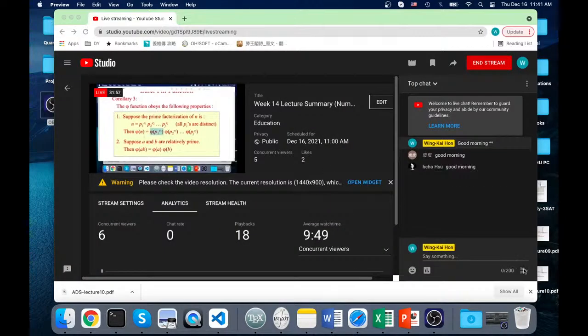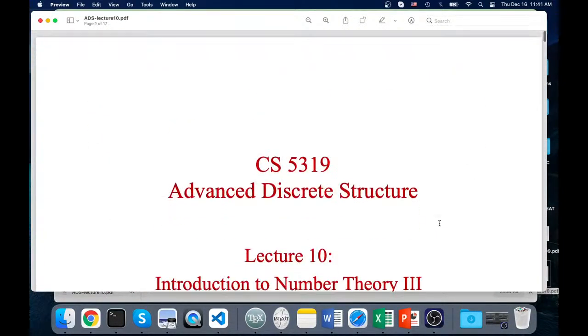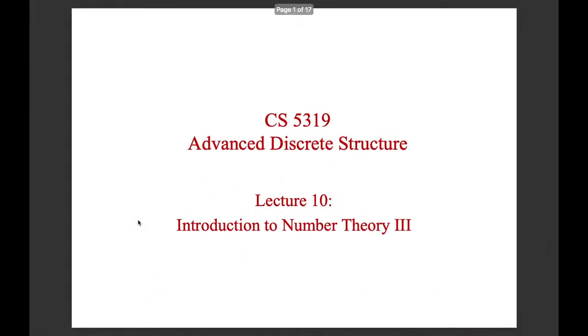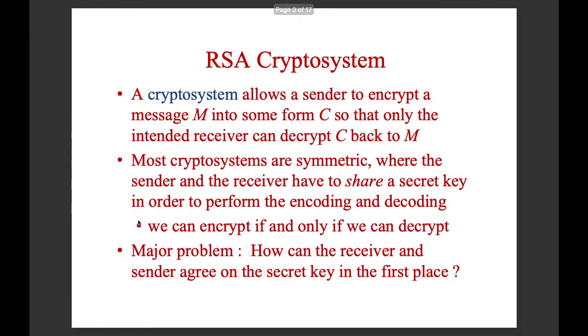Let's take a look at the next set of slides. We will talk about an application of this Euler phi function. In particular, we will talk about a crypto system for sending messages to your friend secretly, called RSA.